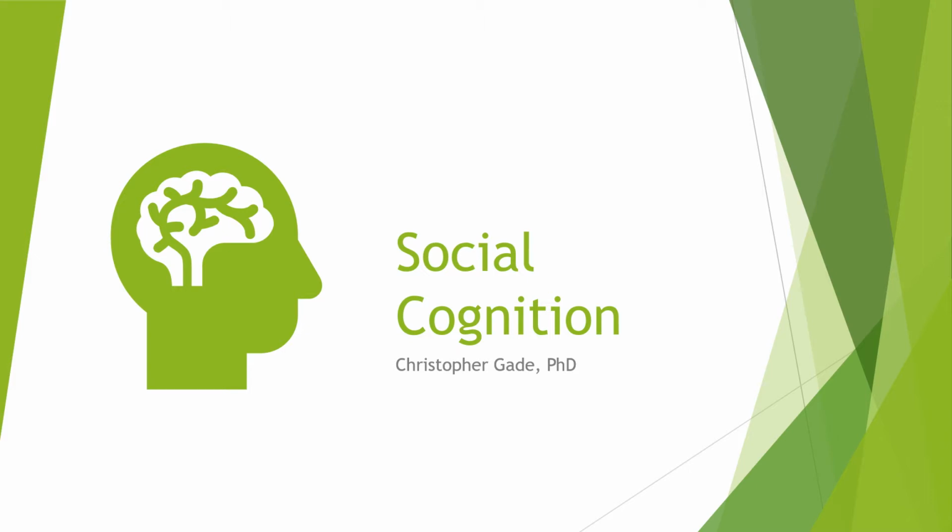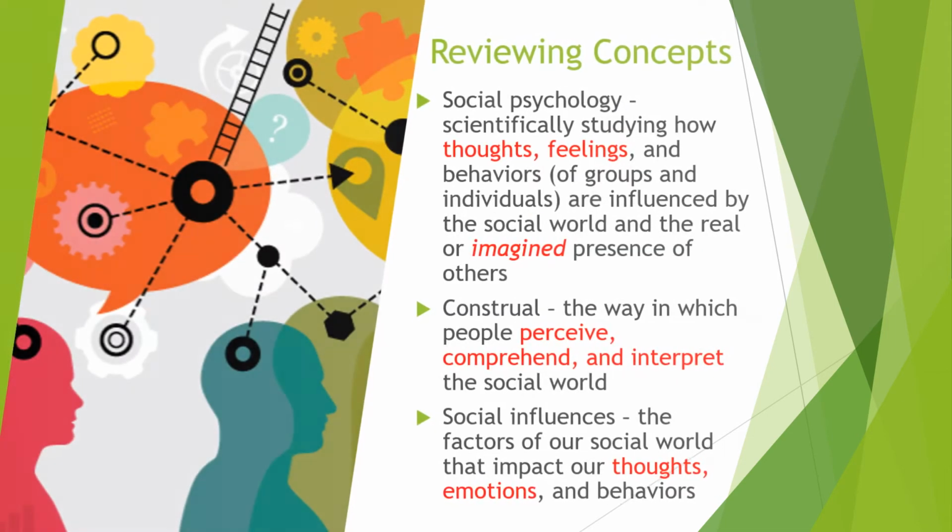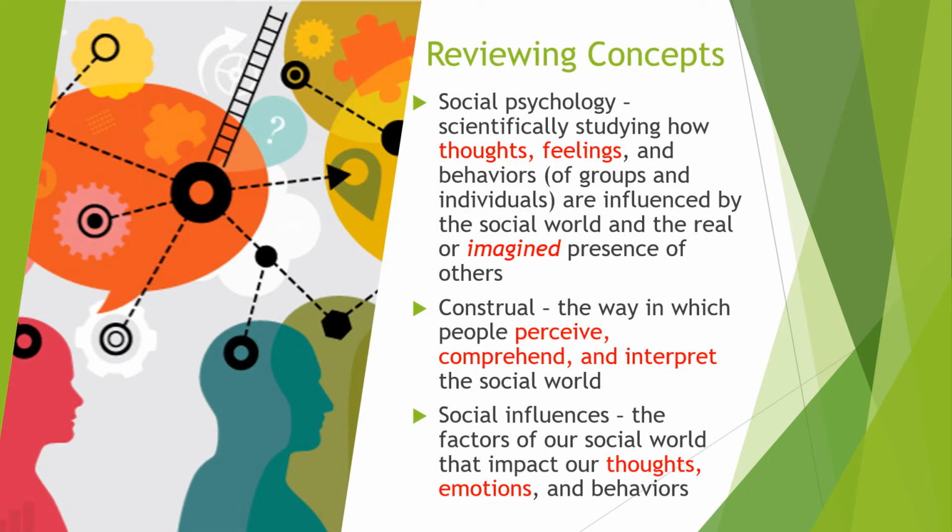And to appreciate its importance, I thought we'd review a couple of the terms that we covered in our last lecture, just to see how important social cognition is in social psychology. So if we look at the definition of social psychology again, something that we covered in our last class, you'll see terms like thoughts, feelings, imagined, highlighted there in red. If we look at other really important topics that we covered in our last lecture, like construals and social influences, you see other terms highlighted in red: perception, comprehension, interpretations, thoughts, emotions.